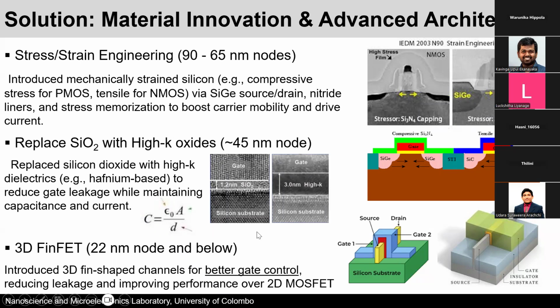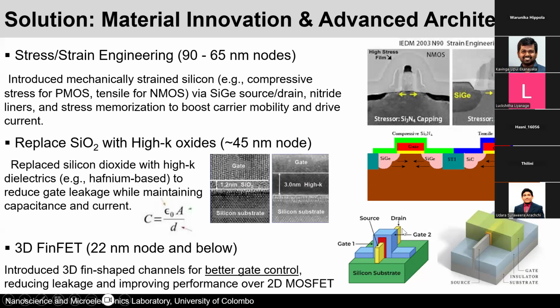And then another innovation happened at the 22 nanometer node. We only had 2D transistors until the 22 nanometer node, and then they went on to 3D FinFET structures, right? So that's the change in the architecture. Instead of having flat source and drain on the silicon channel, they made a raised source and drain. It's like a fin of a fish, so that's why we call it the FinFET, right?